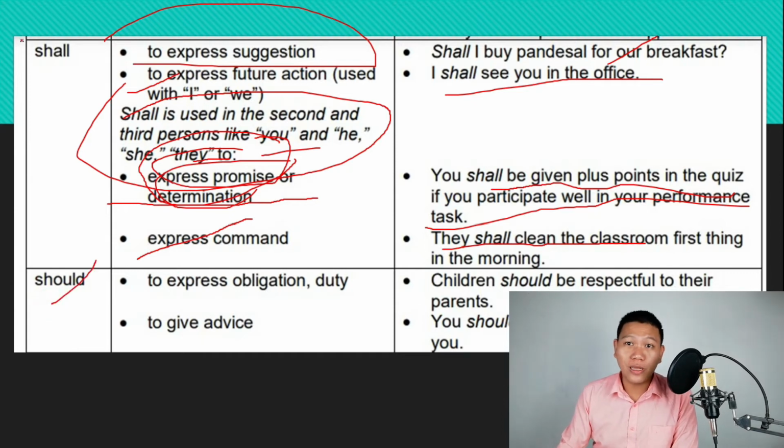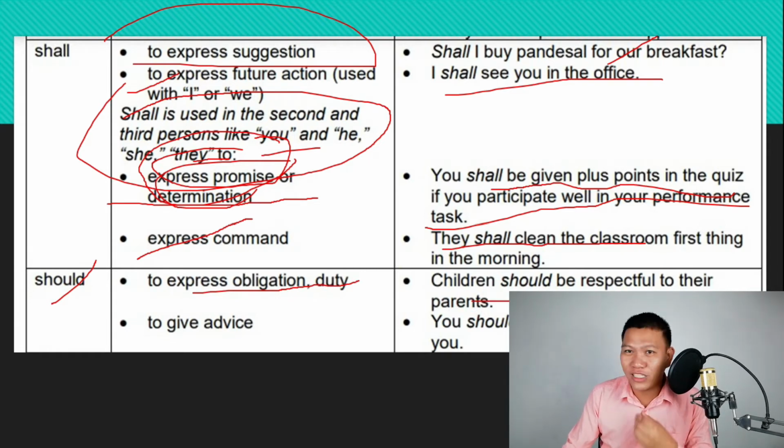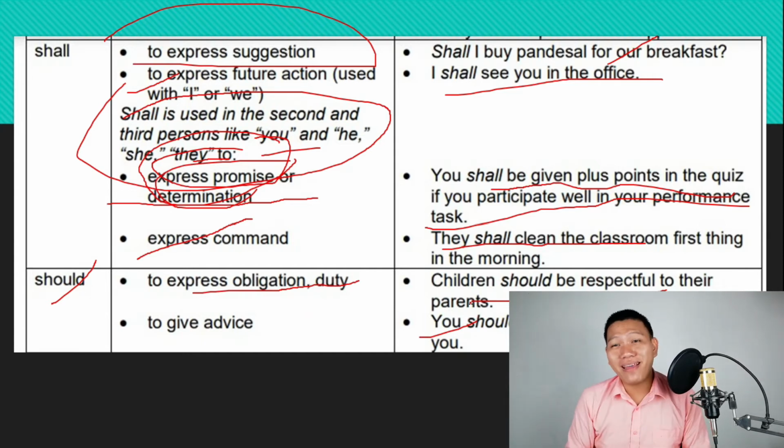Should. It's actually normally the past form of shall. But when it comes to its use, it is used to express obligation or duty. Children should be respectful to their parents. It's their obligation, their requirement. It's mandatory. They're compelled to do it. You are required to be respectful to your parents by saying po and opo, even with your teachers and the older people. You have to respect them by using po and opo, or a simple smile and hello could do.